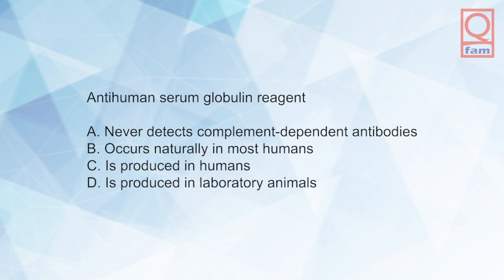Anti-human serum globulin reagent: A. Never detects complement-dependent antibodies. B. Occurs naturally in most humans. C. Is produced in humans. D. Is produced in laboratory animals. The answer is D. Is produced in laboratory animals.